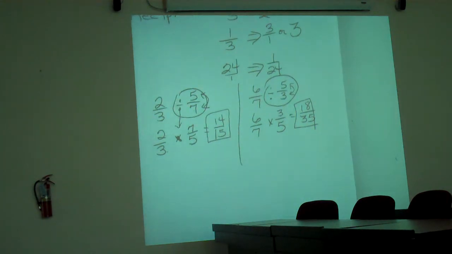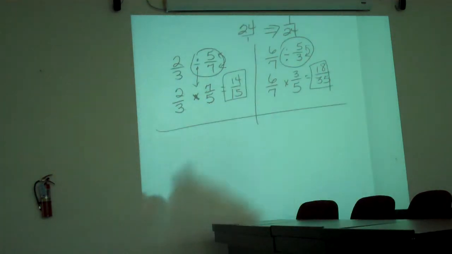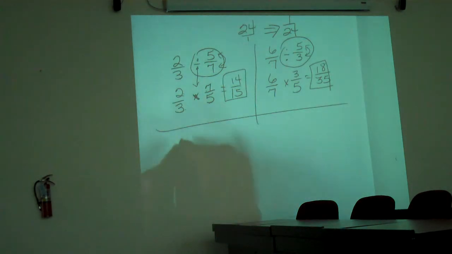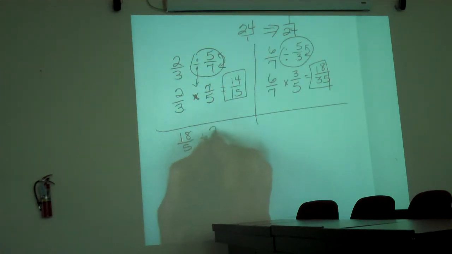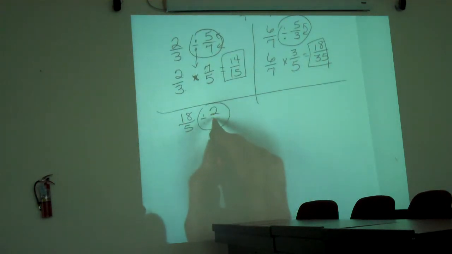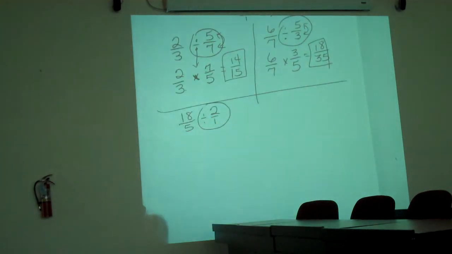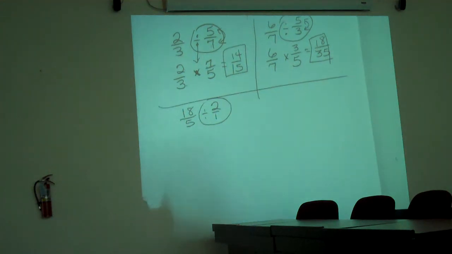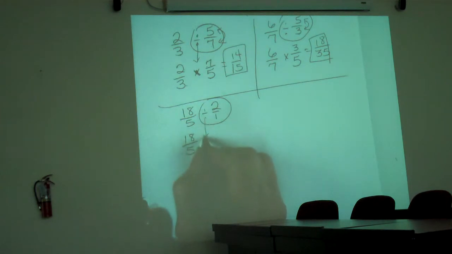Now let's do one that we really will get to simplify. For sure, okay? Okay, we have 18/5 divided by 2. What you need to do is go ahead and put that 2 over 1, so you'll be able to flip it over. Put 18/5, change it into multiply by 1/2.